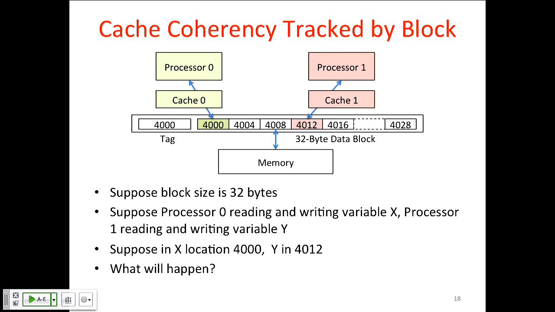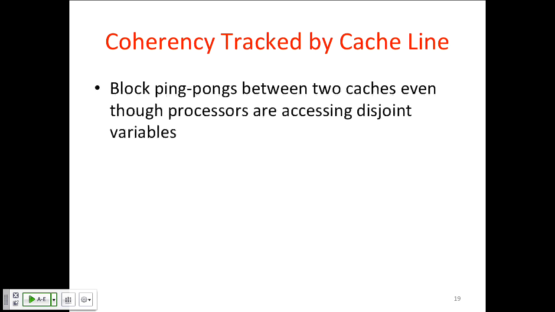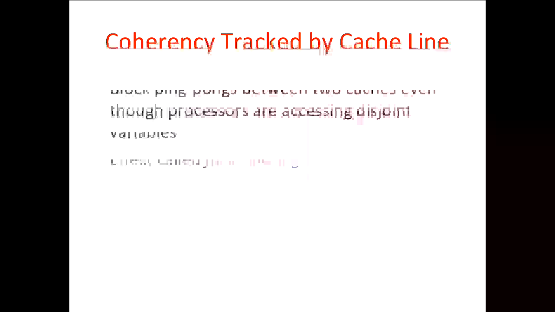So as a programmer, this is really frustrating because you think these are independent variables. You don't think these processes are communicating at all. But it turns out you get a lot of communication traffic in your system. Your system's going to run really slowly. And so this is called false sharing, right?